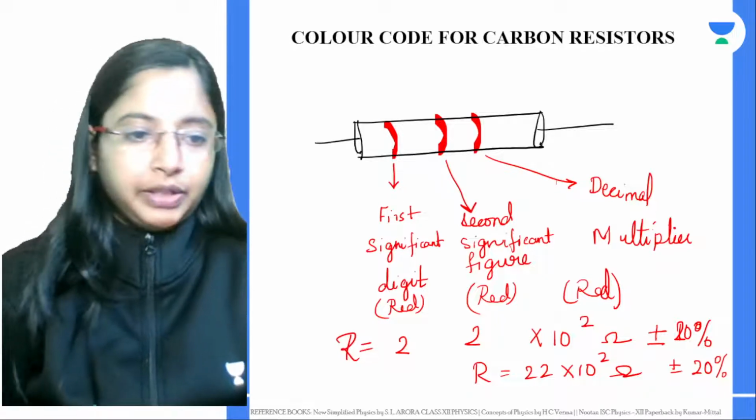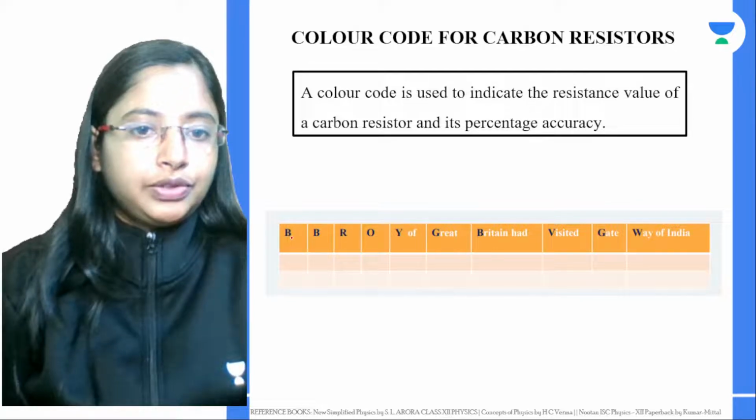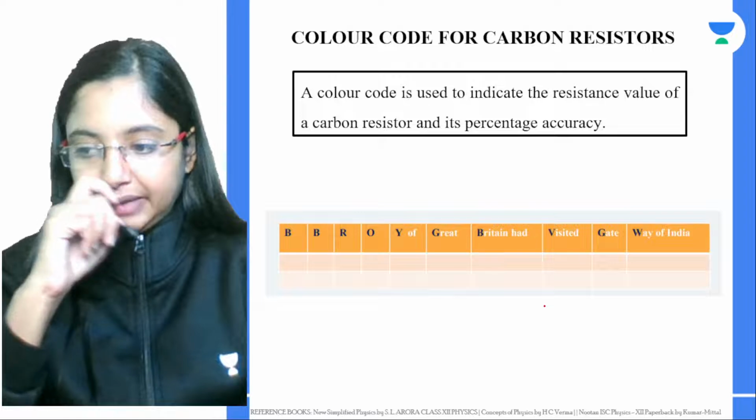Now how do we remember the color code? There is a very simple thing you can use: B.B. Roy of Great Britain had visited Great Way of India. That is one easy way to remember.